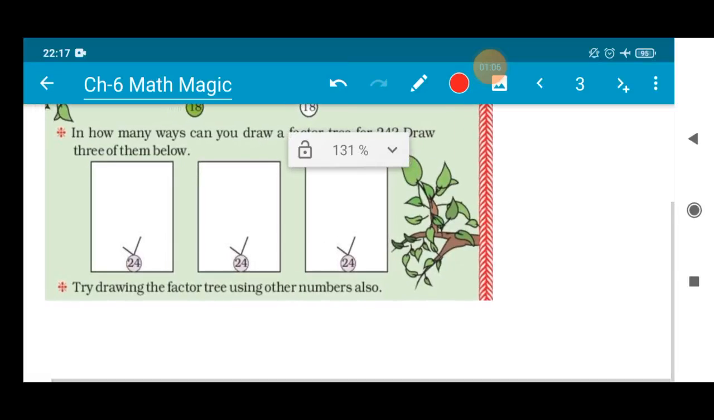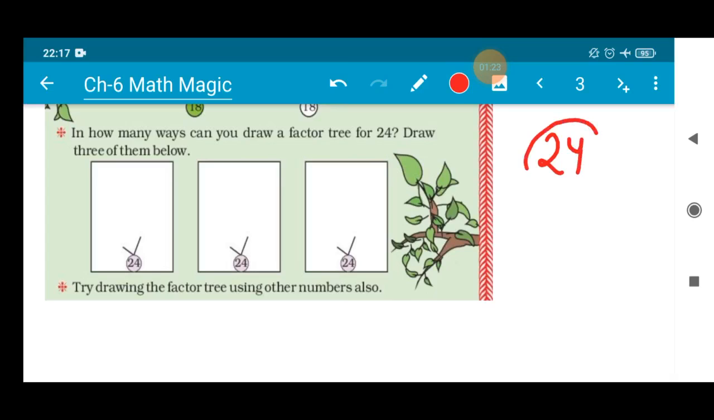Let us proceed to the next one. In how many ways can you draw a factor tree for 24? Varieties of ways I have already told you. So draw 3 of them below. Whenever you are making a factor tree, the number of which you are finding the factors must be divided into 2 branches at first. You know this, right? It is similar to the prime factorization method which we did in our previous class, that is in class 4 also. If you are breaking this, you can write 2 into 12. This is the first method I am using.